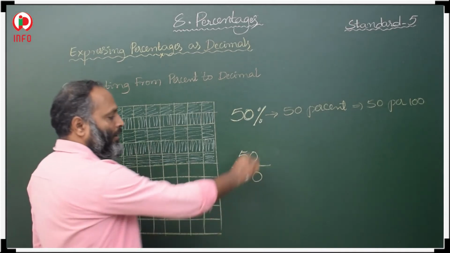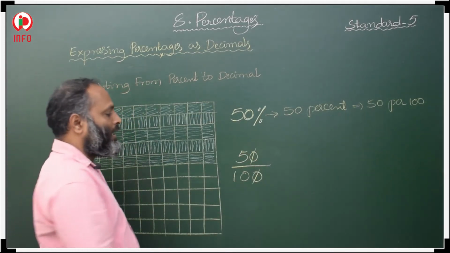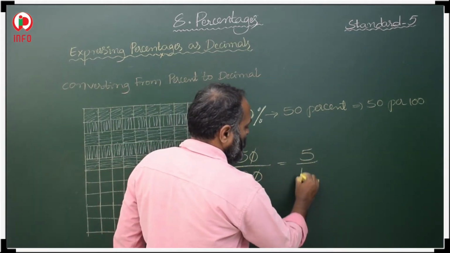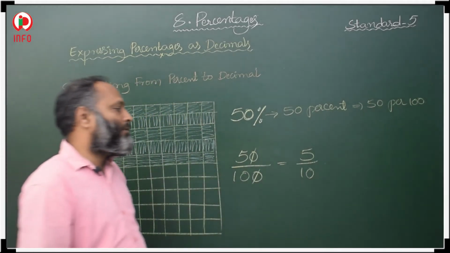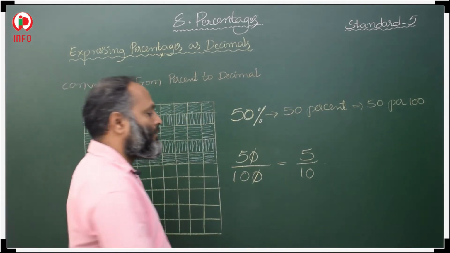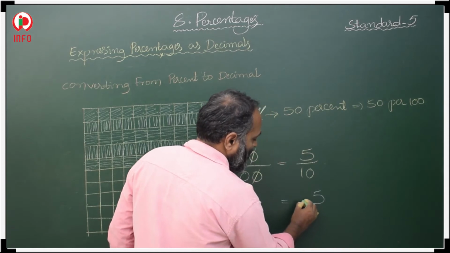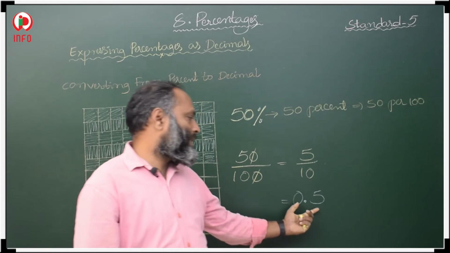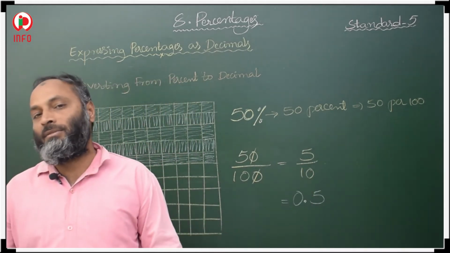Then 10 fives are 50, 10 tens are 100. So what is left here? 5 by 10. 5 by 10 means 5 tenths. 5 tenths means we write 5 in the tenths place. This is the tenths place, so in the decimal we keep 0 before it. Whenever there is a 10 in the denominator, we take tenths.